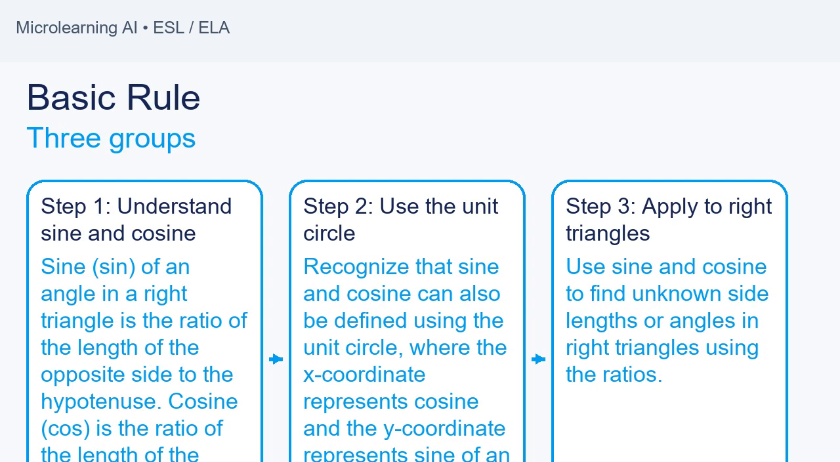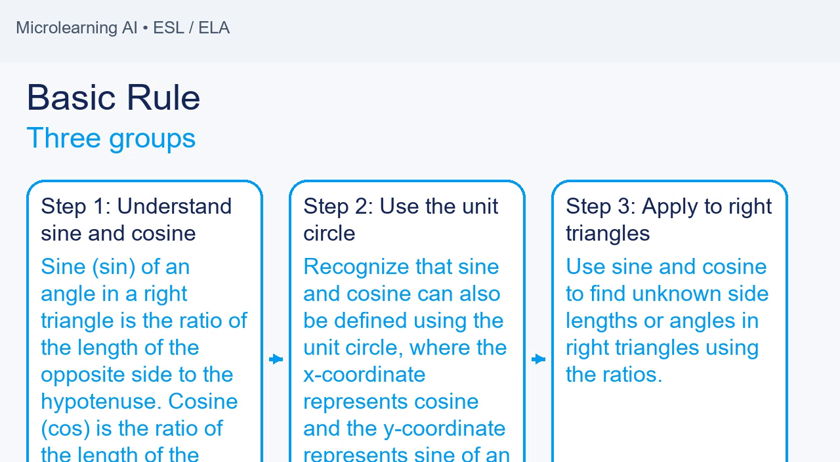Basic rule. Step 1. Understand sine and cosine. Sine of an angle in a right triangle is the ratio of the length of the opposite side to the hypotenuse. Cosine, cos, is the ratio of the length of the adjacent side to the hypotenuse.